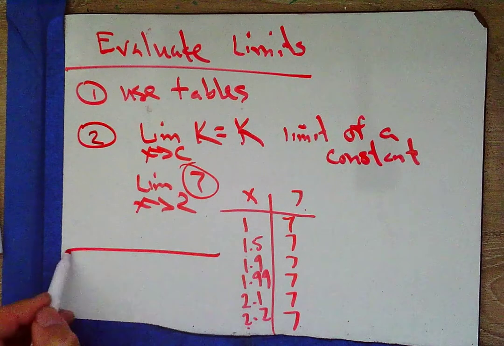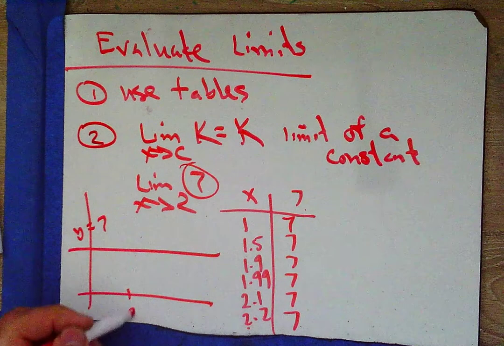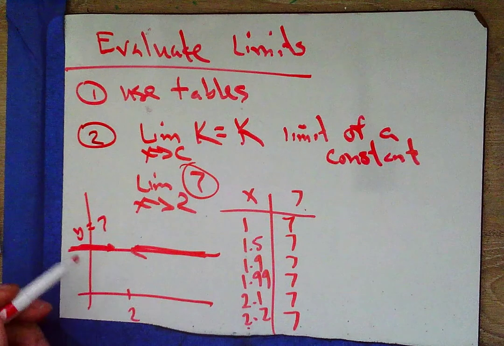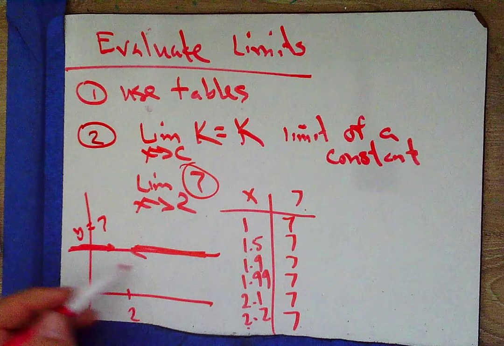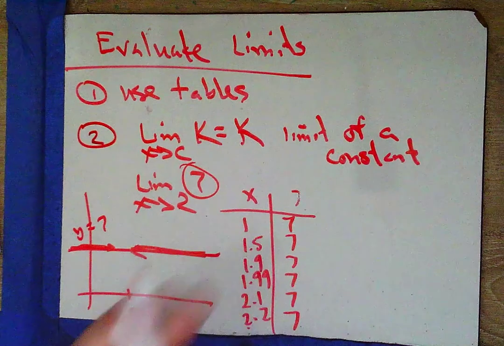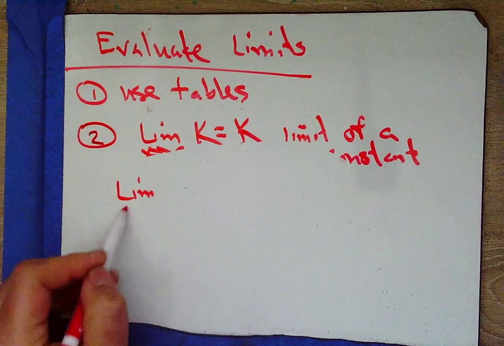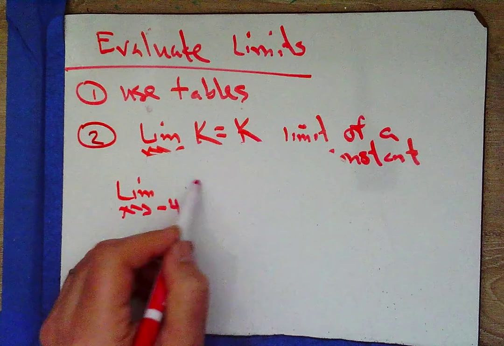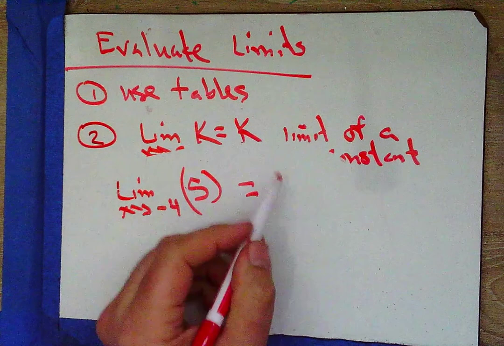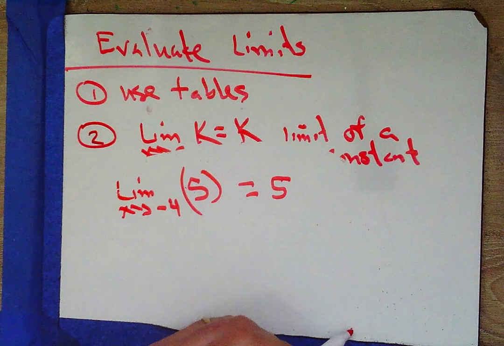And said a different way, if we looked at the graph of y equals 7 as x approaches 2, what y values am I approaching on this horizontal line? Well, I'm not approaching. I always have a value of 7. So we can say the limit of the constant is going to be that constant. So if someone says, hey, what's the limit as x approaches -4 of 5? Well, that's a constant. And the limit of a constant is the constant. And that's pretty easy and straightforward for us. Okay, next.